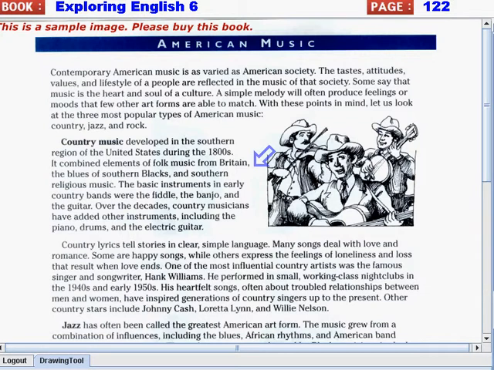This is very interesting because it's about American music. I'm going to read the following. Listen to me carefully and try to comprehend the article. After that, you're going to read this on your own.